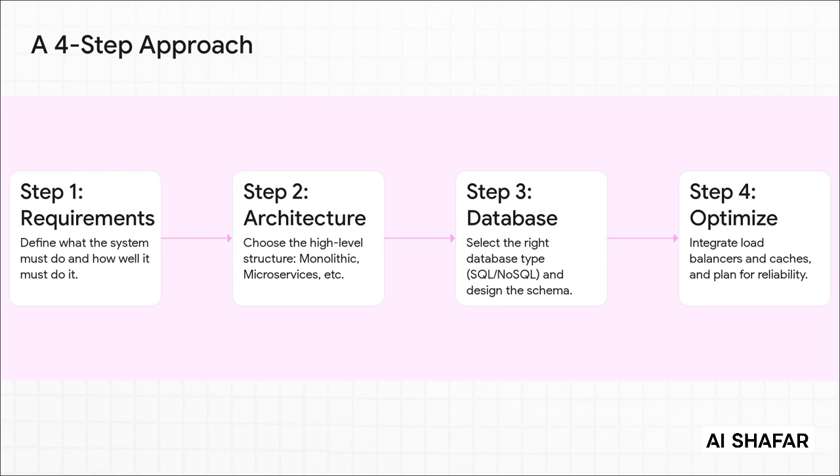First, and this is the most important part, you have to understand the requirements. And that's not just what the system has to do, but defining things like it has to serve 1 million users and respond in under 200 milliseconds. That sets the target. From there, you can define the overall architecture. Then, you design the database. That's where our SQL versus no SQL decision comes into play. And finally, you layer on all the optimizations, like caching, to make sure you actually hit the performance goals you set back in step 1.